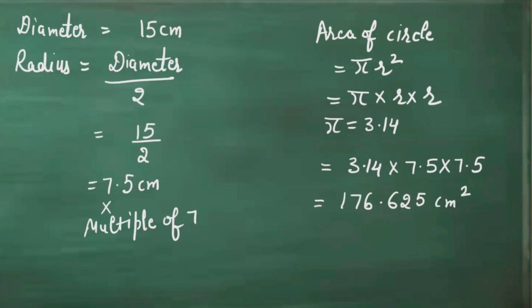So this way you can find out the value of the area using the value of pi, either as 22/7 or as 3.14.